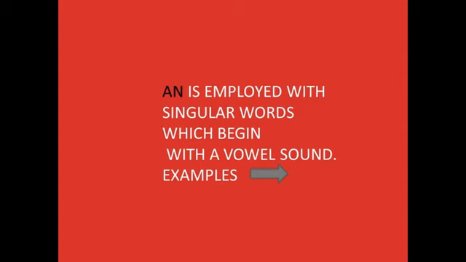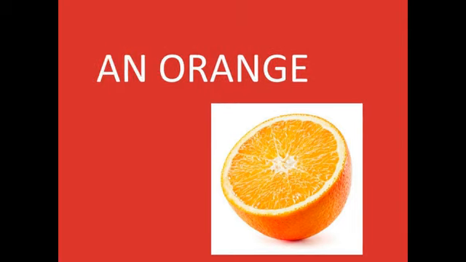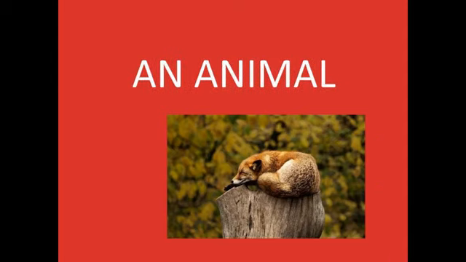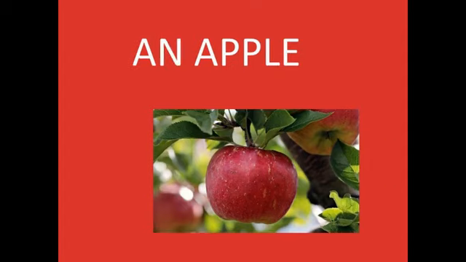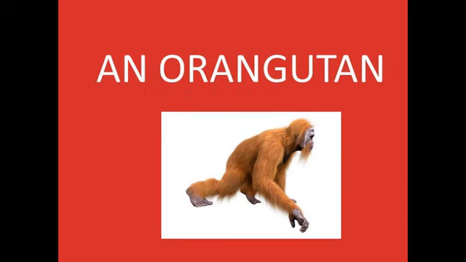Examples: orange, an orange. Animal, an animal. Apple, an apple. Orangutan, an orangutan. Octopus, an octopus.